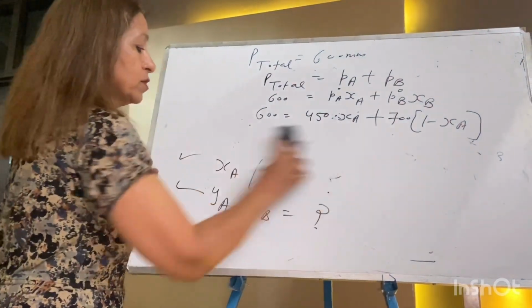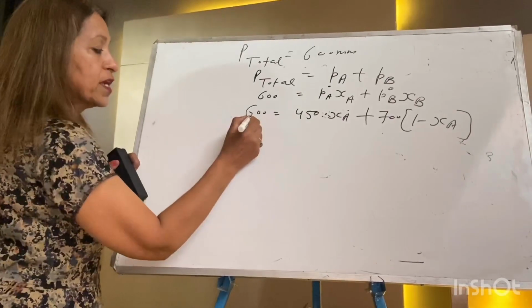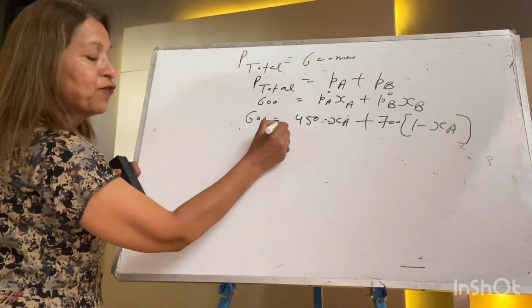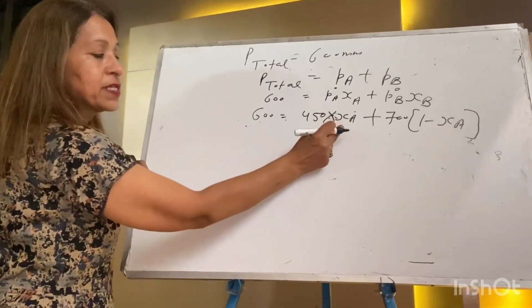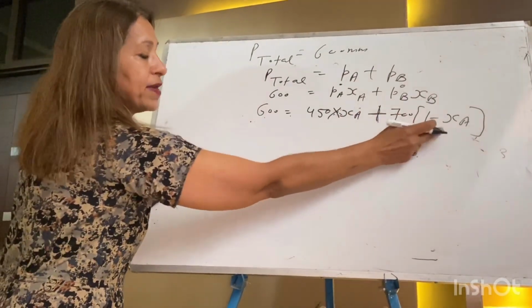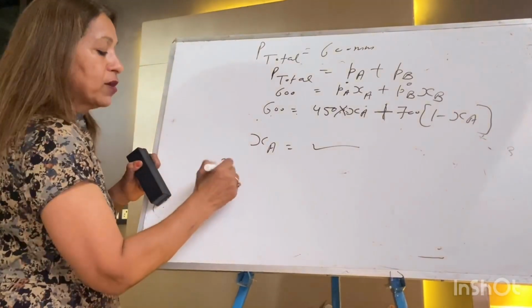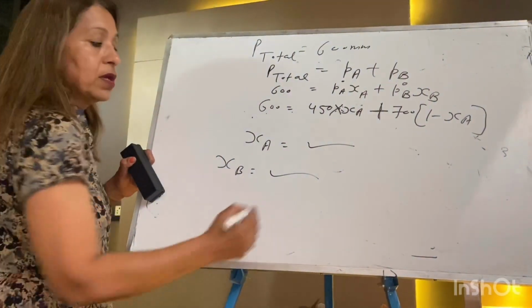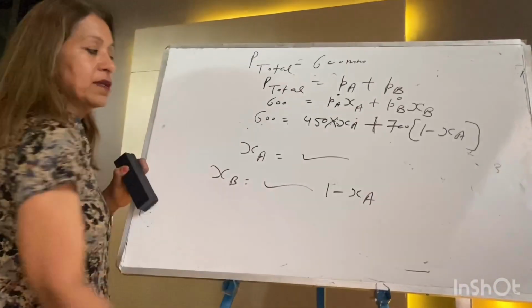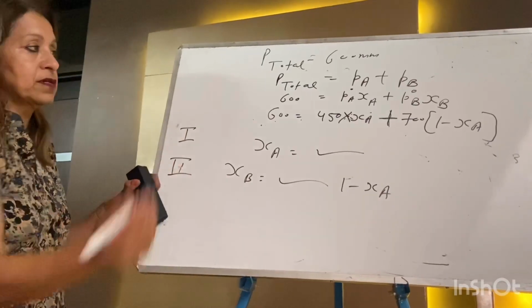This is all very simple. I think you can easily calculate. This is your 600. It is equal to 450 multiplied by XA plus 700 into 1 minus XA, and you can calculate XA. Now you can calculate XB as well. How? XB is equal to 1 minus XA. After calculating XA, this is your first answer. This is your second answer.